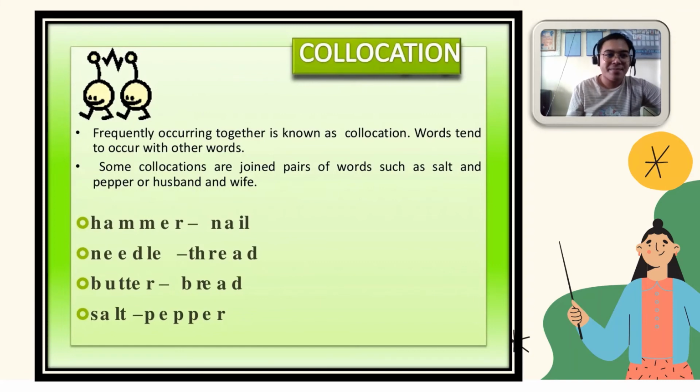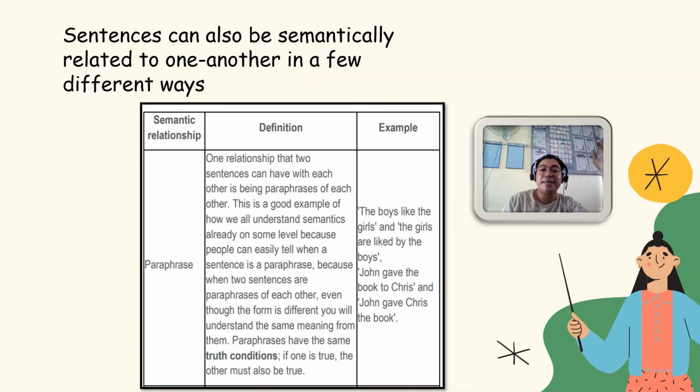Sentences can also be semantically related to one another in a few different ways. The first one is paraphrase, or paraphrasing. One relationship two sentences can have with each other is being paraphrases of each other. This is a good example of how we all understand semantics already on some level, because people can easily tell when a sentence is a paraphrase or not. When two sentences are paraphrases of each other, even though the form is different, you will understand the same meaning from them.